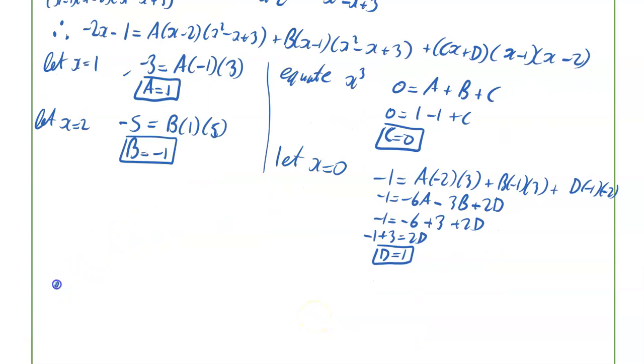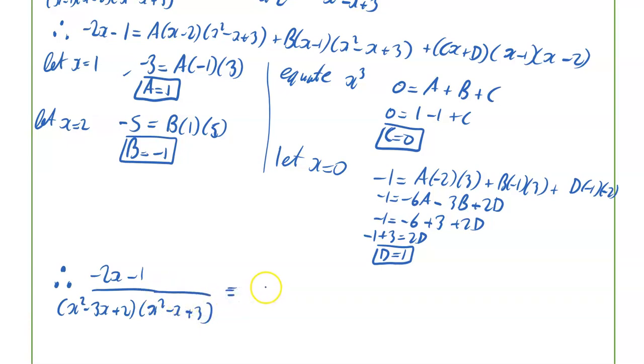Your final answer is, therefore, minus 2x minus 1, and write it back in the original format, which was x squared minus 3x plus 2 upon x squared minus x plus 3, is going to be identically equal to 1 over x minus 1 minus 1 over x minus 2 plus 1 over x squared minus x plus 3. And that's it done.